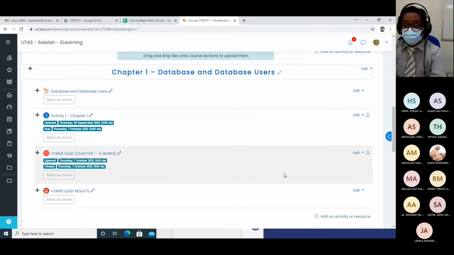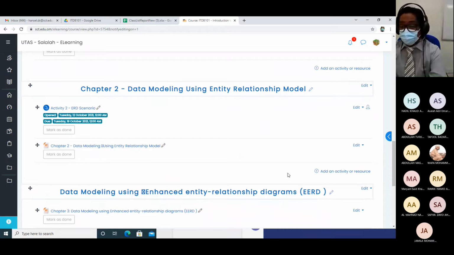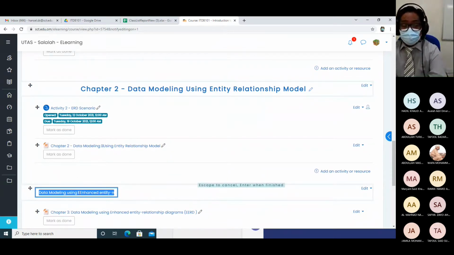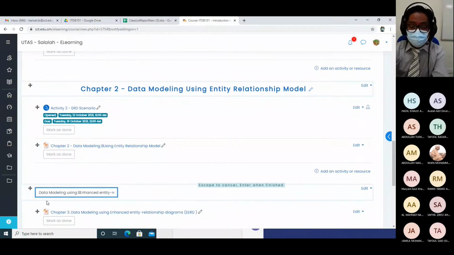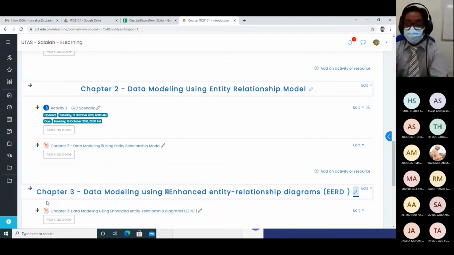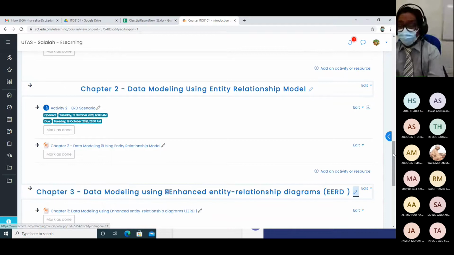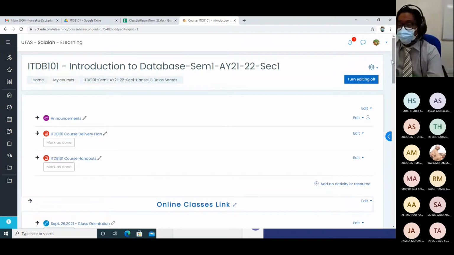We have already completed the database and database uses of chapter 1. Chapter 2 is data modeling and using entity relationship model. And actually, chapter 3 is also a data modeling, but it would be an enhanced version of chapter 2. So that is the data modeling using enhanced entity relationship diagram. So it's just like a continuation of our chapter 2.